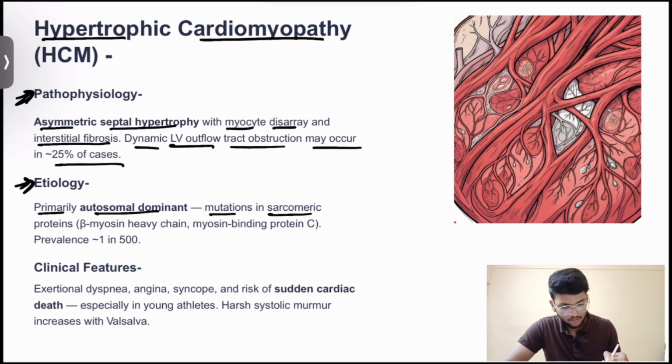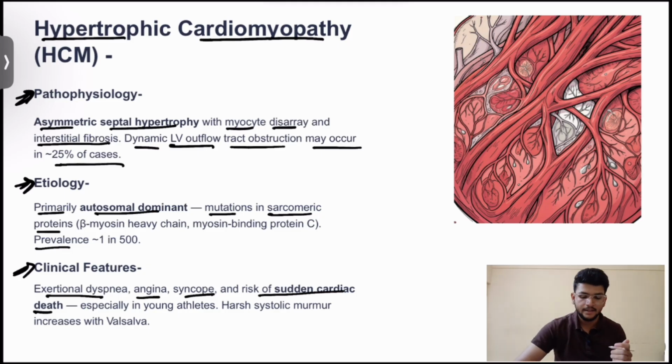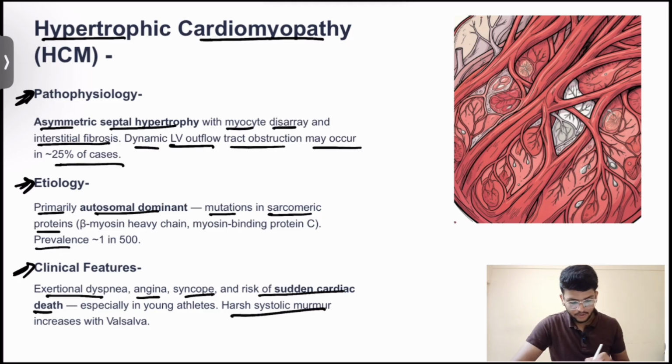Mutation in the sarcomeric proteins can lead to the cardiomyopathy. Prevalence is 1 in 500. The clinical features are exertional dyspnea, angina, syncope, and risk of sudden cardiac death, especially seen in young athletes. A harsh systolic murmur increases with Valsalva.